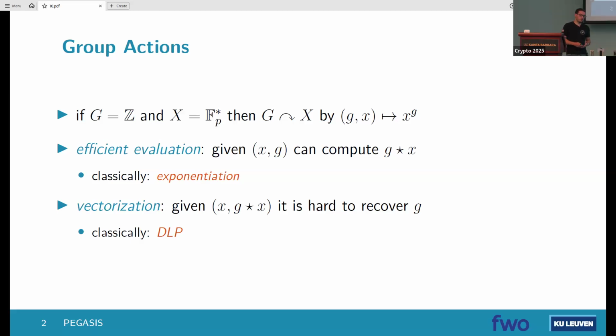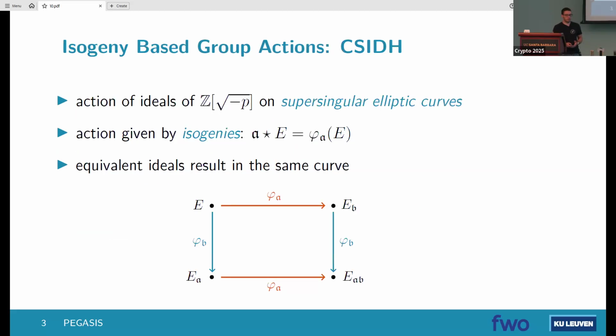The second question is called the vectorization problem, which is: given x and g star x, how hard is it to recover g? And once again, if we think about the previous example, this is: given x and x to the g, how hard is it to recover g? And this is exactly the discrete logarithm problem that is assumed to be hard if the attacker does not have a quantum computer. And this is exactly the reason why group actions were introduced in the first place, to replace discrete logarithm-based constructions in a quantum secure setting.